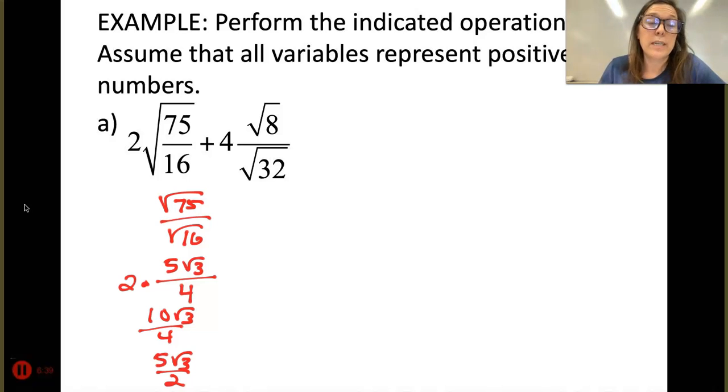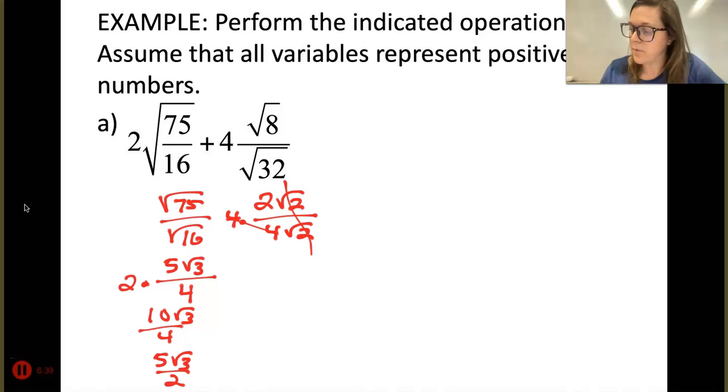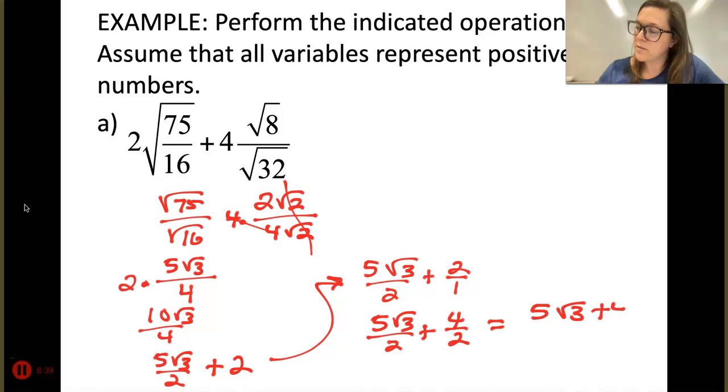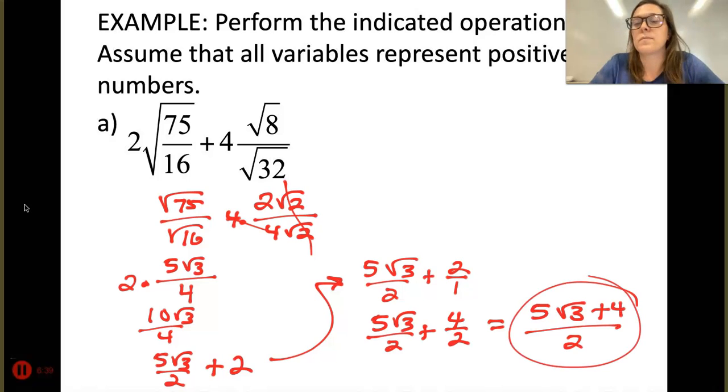Square root of 8 would be 4 times 2, so 2 square roots of 2. 32 would be 16 and 2, so 4 square roots of 2. My square roots of 2 are going to cancel. Bring down that 4. My 4s are going to cancel, so I'm left with plus 2. That's all that goes to. So now how can I combine that together? So 5 square roots of 3 over 2 plus 2 over 1. Common denominator would be 2, so 5 square roots of 3 over 2 plus 4 over 2 comes together to make 5 square roots of 3 plus 4 all over 2.